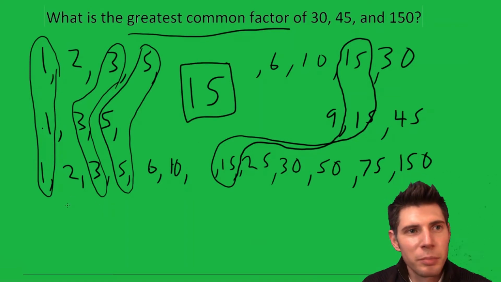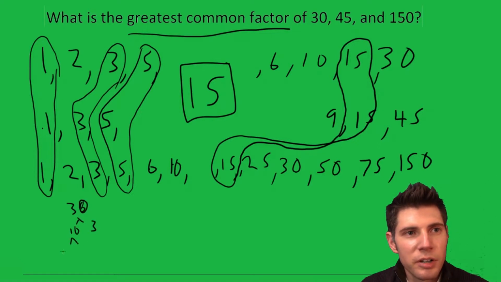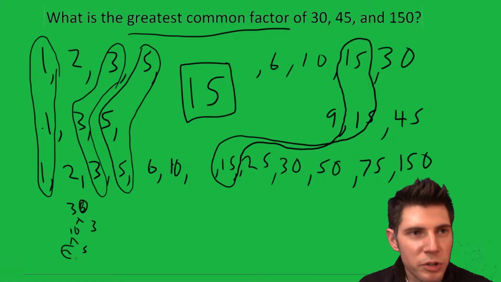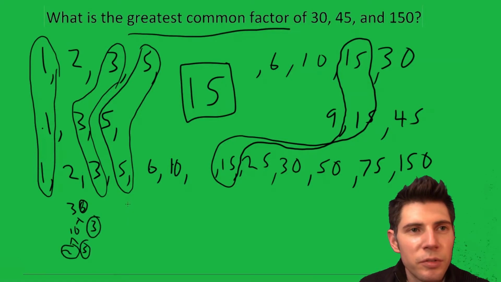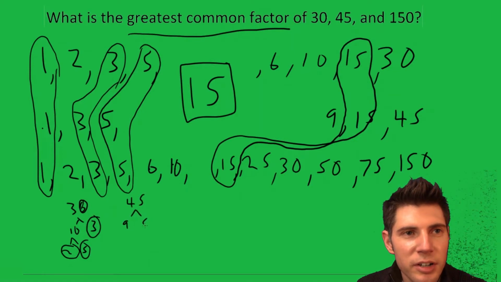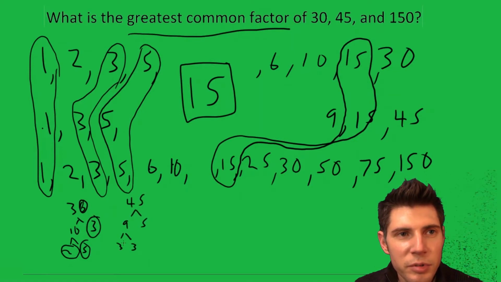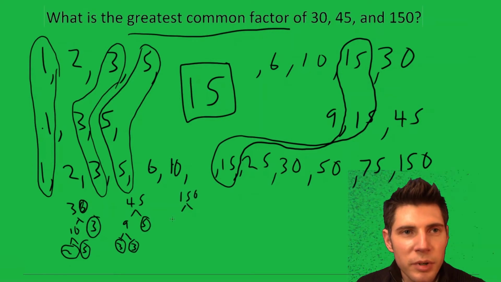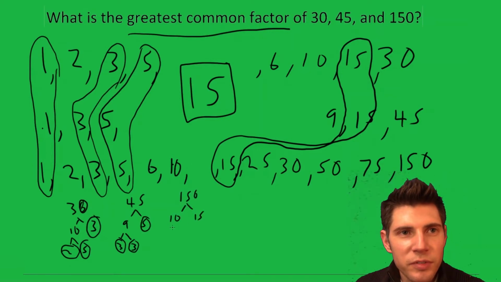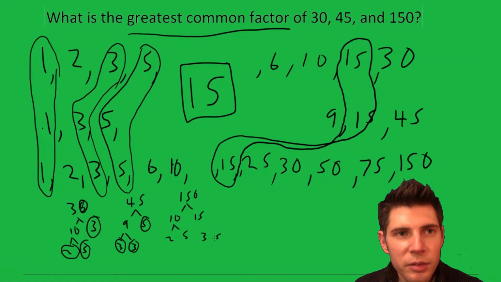You can break them out into their primes. So 30 breaks down into 10 times 3, 2, and 5. So we'll circle the primes, the 2, the 5, and a 3. Let's do the same thing for 45. So 45 breaks down into 9 times 5 and 3 times 3. So now we circle the primes. And then for 150, breaks down into 10 times 15, 2 times 5, and 3 times 5.